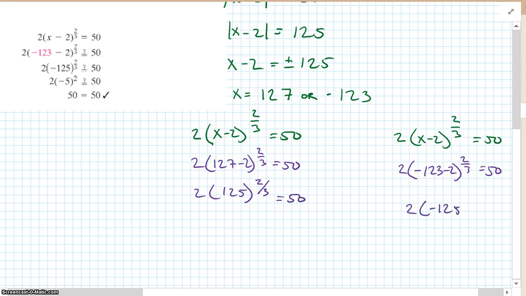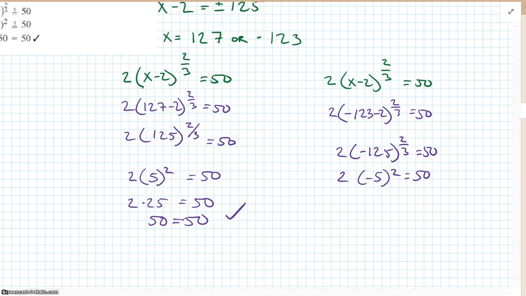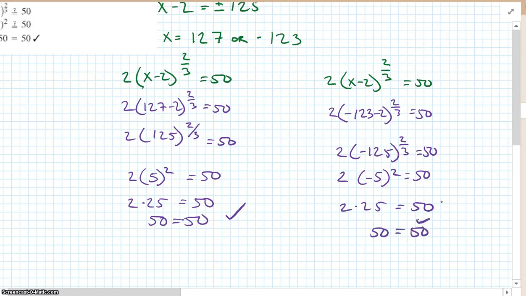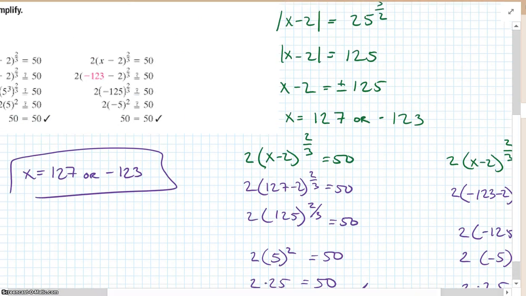2 times negative 125 squared cube root. So 2, the cube root of 125 is 5, so it would be 2 times 5 squared equals 50. So 2 times 25 equals 50. So 50 equals 50. So 127 works. The cube root of negative 125 is negative 5, so 2 times negative 5 squared equals 50. So 2 times 25 equals 50. So 50 equals 50. So both solutions work. So x equals 127 or negative 123. All right. Hopefully that makes sense.